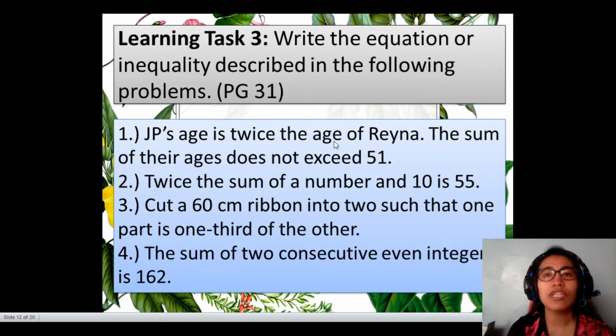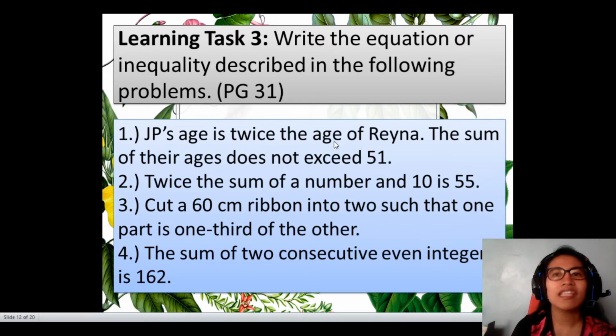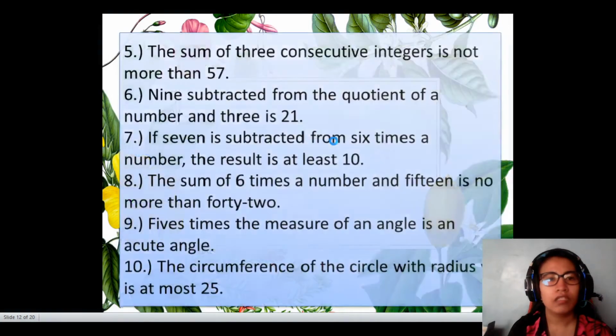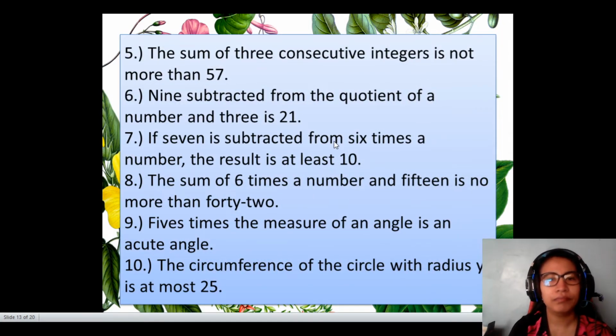Then we also have the learning task 3. Write the equation or inequality. So it depends. Read it carefully to see if it is equation or inequality. Described in the following problem. So you just write the equation, not solve it. Just write the equation. It is on page 31. It doesn't require you to use the x or the y, so you can choose whatever letter you want for the number or variable. So it is 1 to 10.